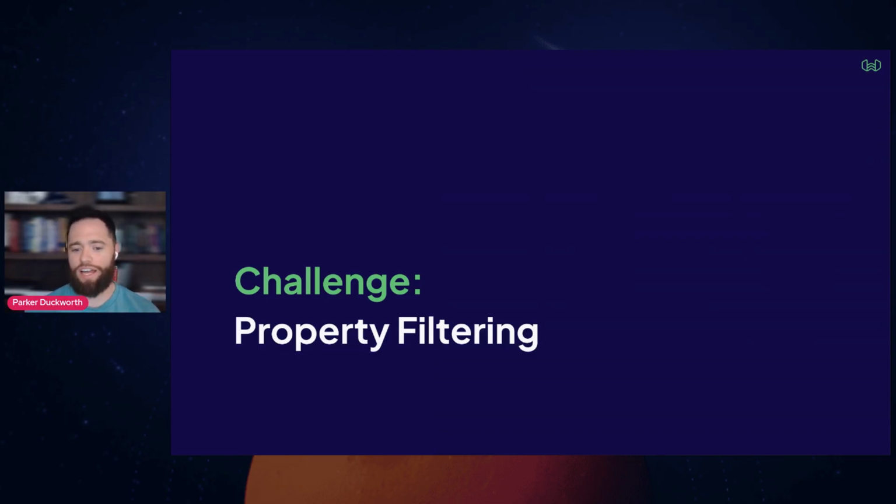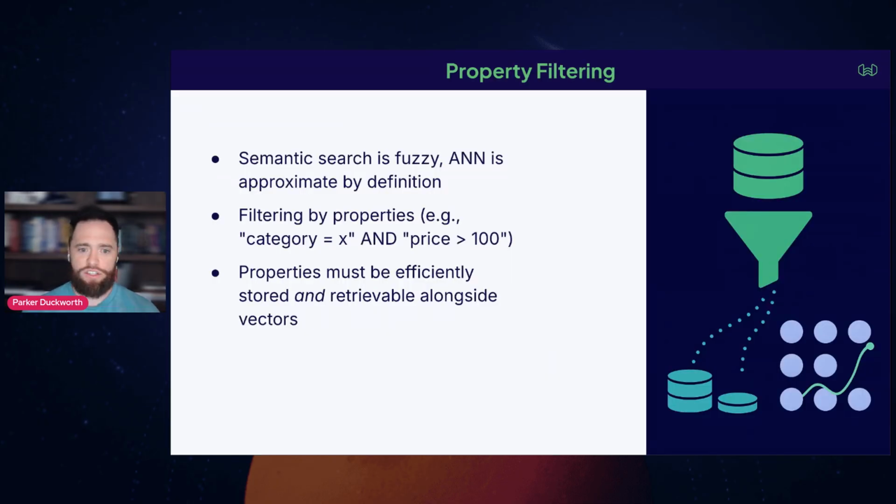The next challenge I want to look at is property filtering. But it's not just property filtering, it's property filtering with semantic search. Now, this is tricky because semantic search is fuzzy. It's not exact, and ANN is approximate by definition. But in spite of this, real-world use cases demand filtering by properties on exact matches and on ranges, for example. So we need to find a way to take this fuzzy search and still find exact deterministic ways of searching. And on top of that, the properties have to be stored and retrieved efficiently alongside these vectors.